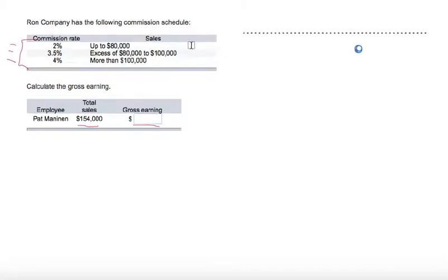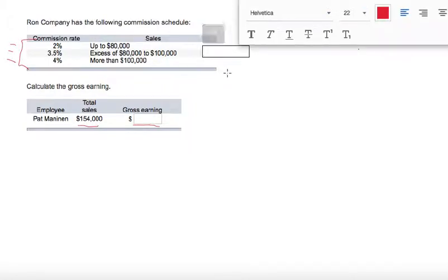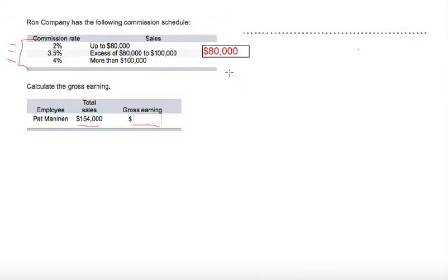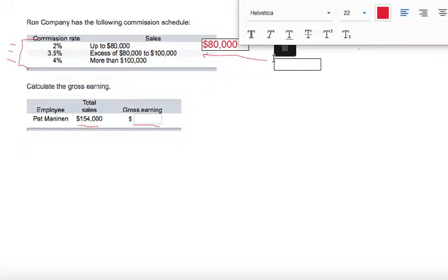For the 80,000 section, we do have 80,000 in sales. So we're going to have 2% of 80,000 go to this person, to Ron. And then here for the 3.5%, that's a $20,000 amount that we're going to have taxed there, because there's $20,000 in that interval between 80,000 and 100,000. And so we've done 80,000, we've done 20,000. That means there's $54,000 left to go in this 4% section.